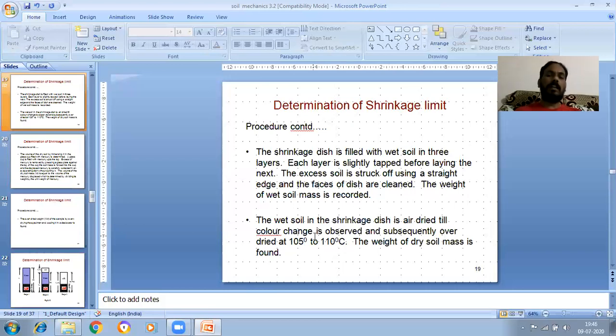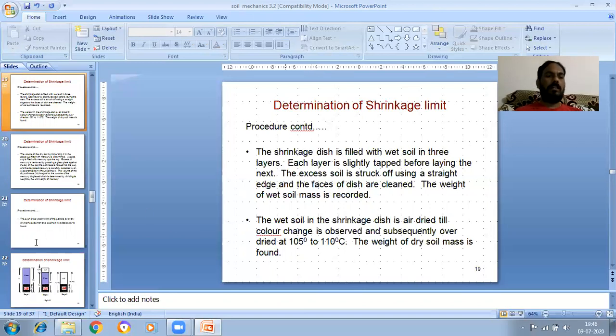Then again we keep it at a temperature of 105 to 110 degrees centigrade, so that we will get the dry soil mass. So the drying process is done in 2 stages. First one naturally, second one by increasing the temperature. First one is natural drying. We try to dry the sample, and then again put it in the oven at 105 to 110 degrees centigrade, so that it will be dried.